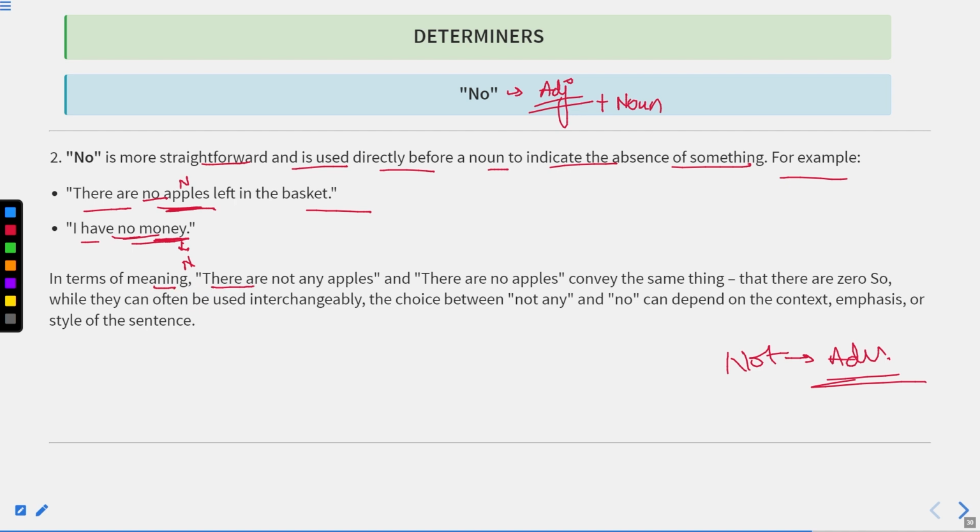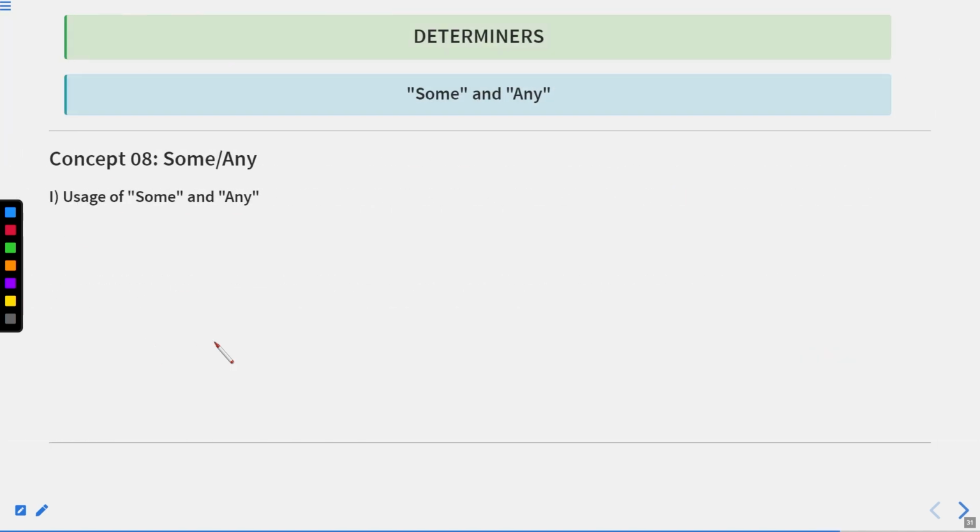In terms of meaning, there are not any apples and there are no apples convey the same thing, that there are zero. So while they can often be used interchangeably, the choice between not any and no can depend on the context, emphasis and the style of the sentence. Now some and any.